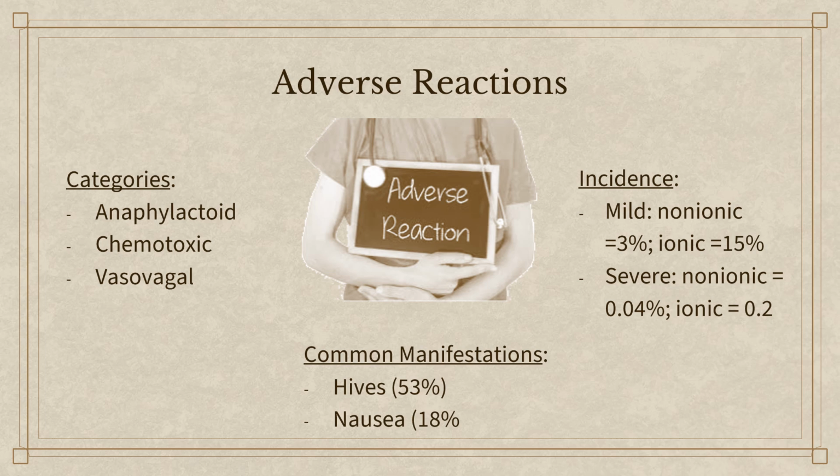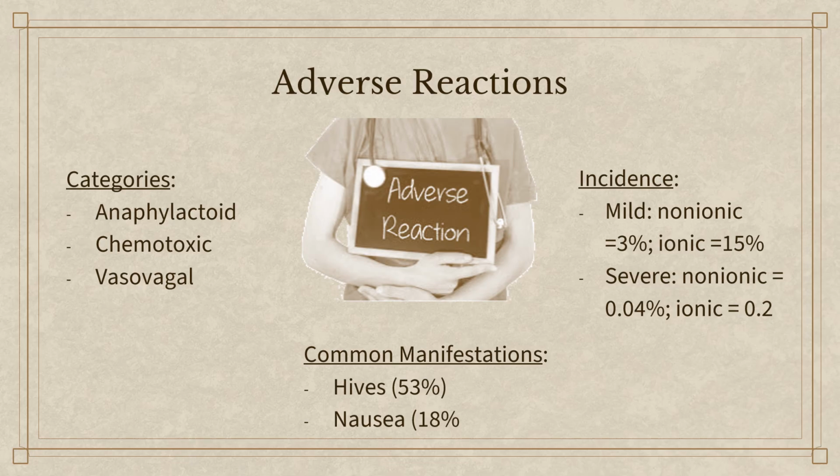Chemotoxic reactions are organ-specific due to the chemical properties of contrast media. Such reactions include nephrotoxicity or thyrotoxicosis. Vasovagal reactions are fainting caused by a reflex nervous system response. Delayed reactions can occur 1 hour to 1 week post-injection.